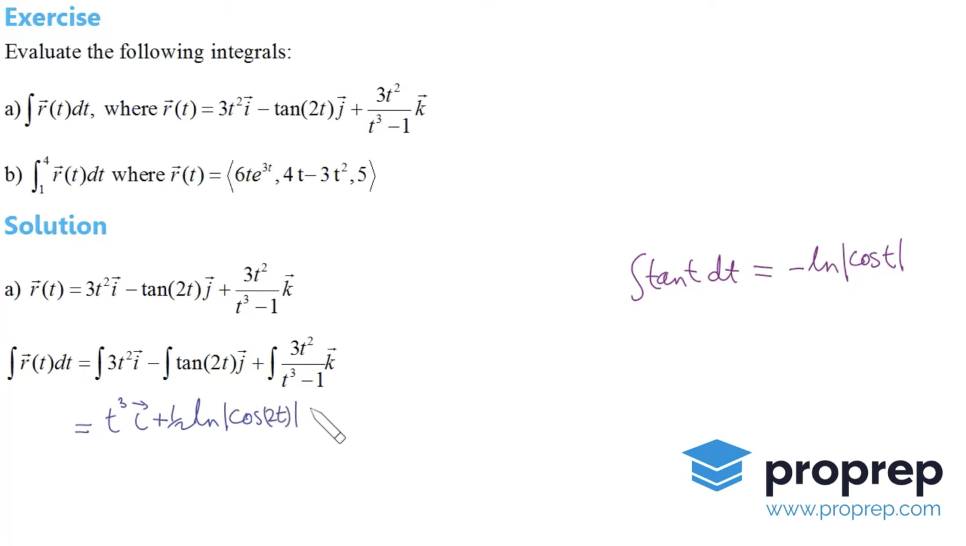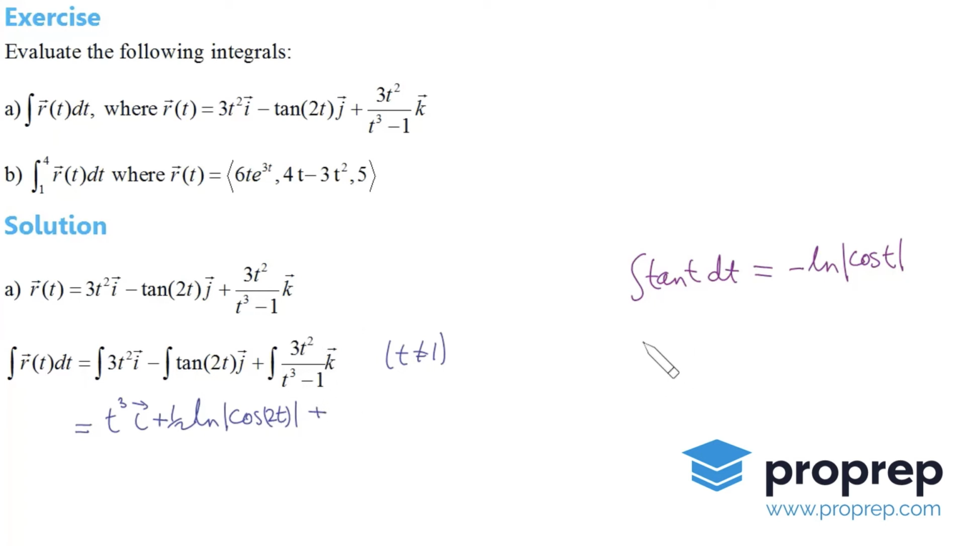And the last one, I guess we also should add that the denominator shouldn't be 0. t cubed can't be 1, which means that this is defined for t not equal to 1. That's okay, that's technical. Now, here, notice that the derivative of the denominator is the numerator.